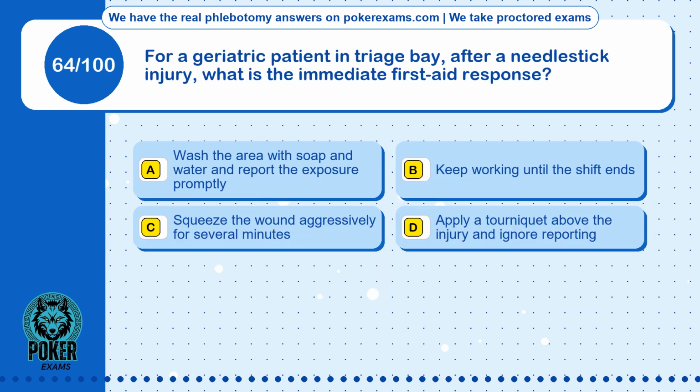Question 64. For a geriatric patient in triage bay, after a needle stick injury, what is the immediate first aid response? Option A, wash the area with soap and water and report the exposure promptly. Option B, keep working until the shift ends. Option C, squeeze the wound aggressively for several minutes. Option D, apply a tourniquet above the injury and ignore reporting.